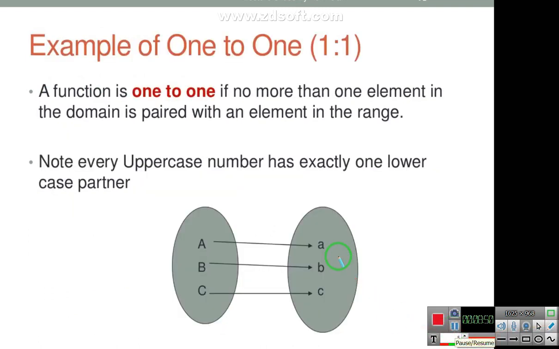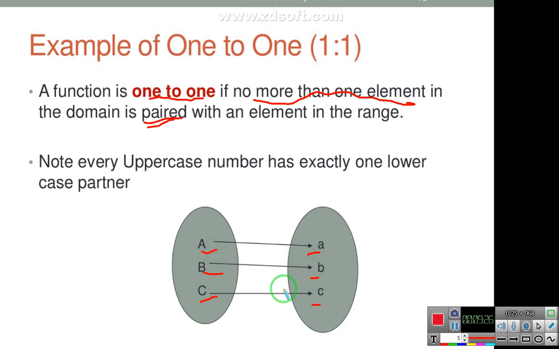So now coming to the example of one-to-one function. So hope you will better understand now. A function is one-to-one if no more than one element in the domain is paired with an element. What's paired? Like a couple. Just see, A for A, B for B, C for C. So C is for C, but C will not be for B. If it is like this, it's not a one-to-one function. So always be unique pair.